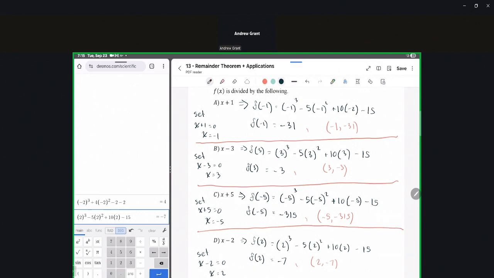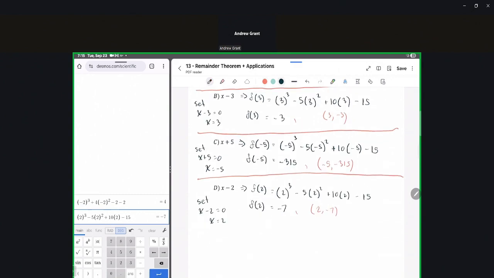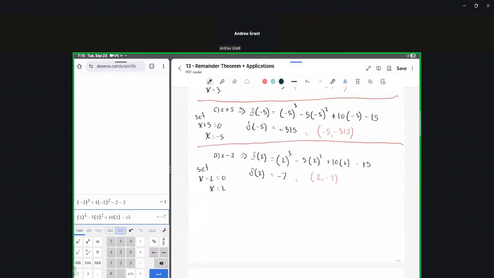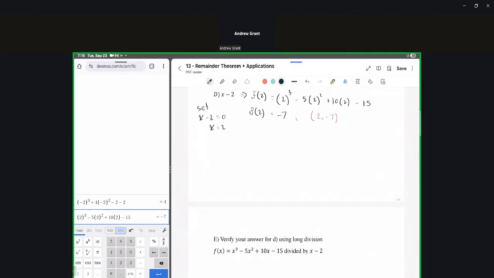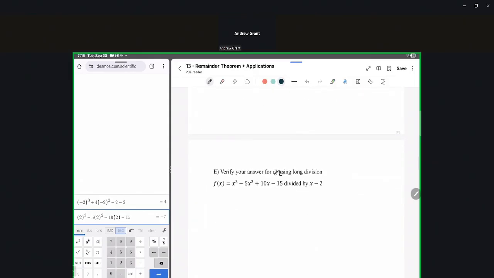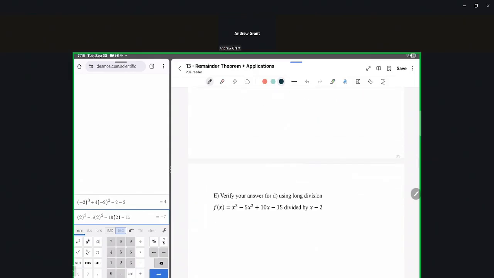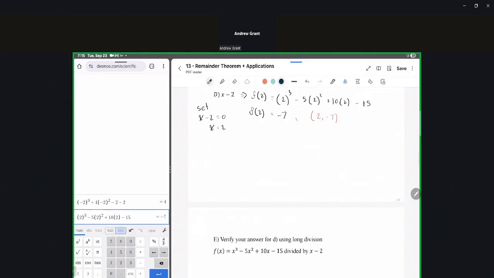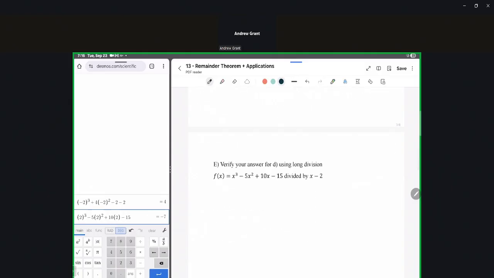Okay. So this is already like a good chunk of the lesson. So there's a lot of practice. You'll be able to try these out. But now I want to confirm some of these are correct. So we're going to verify our answer for letter D using long division. So we should be getting an answer of -7 at the end. And if we didn't, that means we likely typed something into the calculator wrong. So let's have a look.